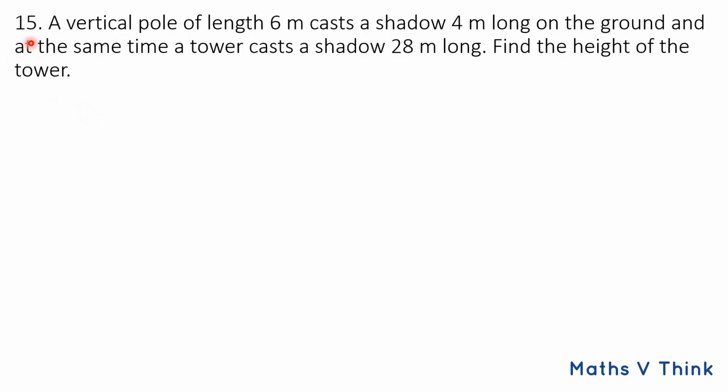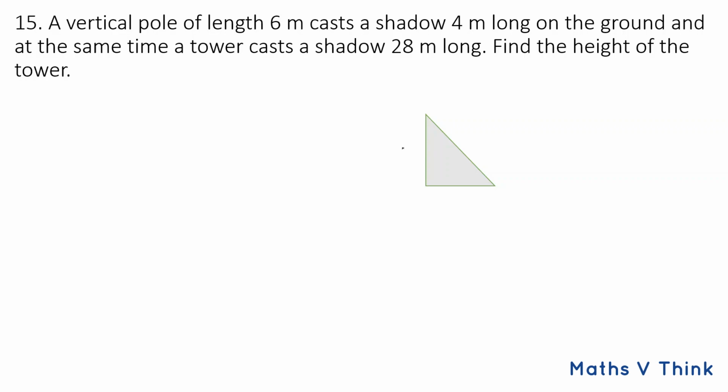The 15th question says a vertical pole of length 6 meters casts a shadow of 4 meters long on the ground, and at the same time a tower casts a shadow of 28 meters long. Find the height of the tower. So first I need to draw a vertical pole and then a shadow. So this is the vertical pole and this is the sun ray, and this is the shadow.